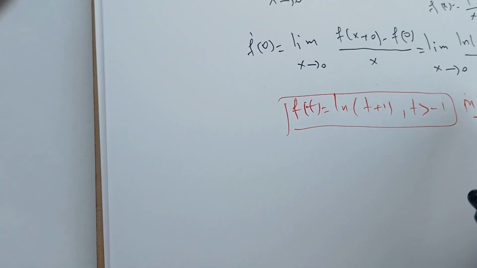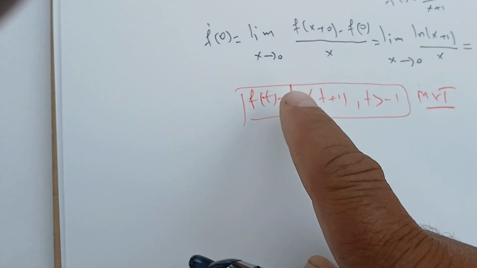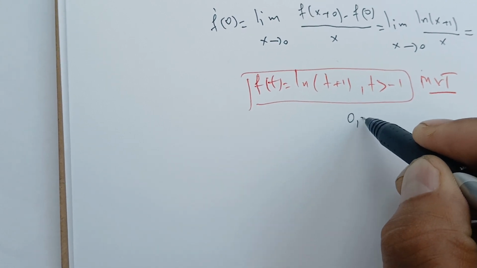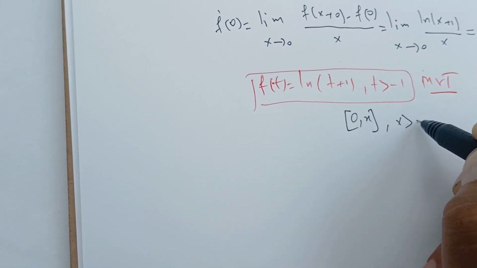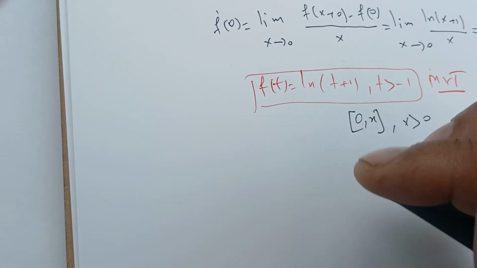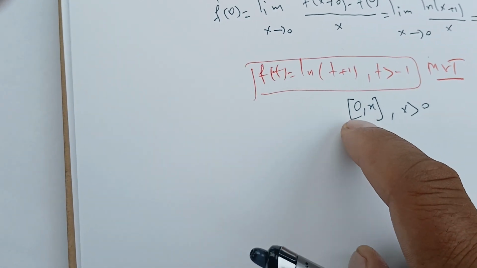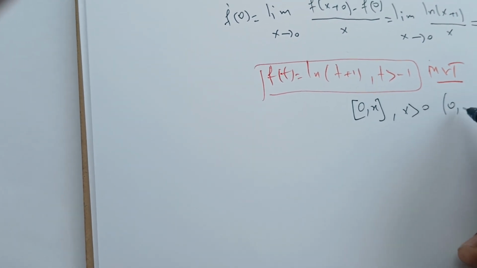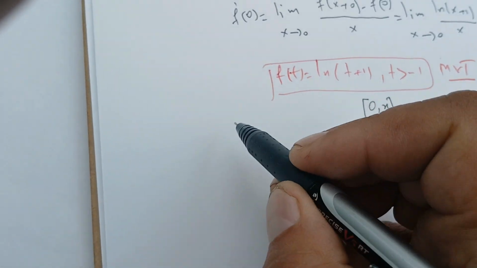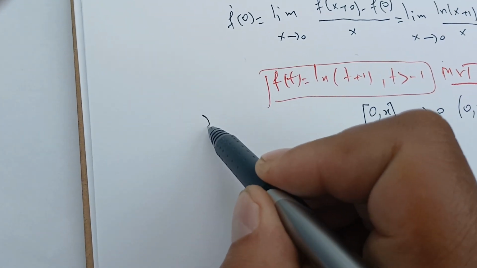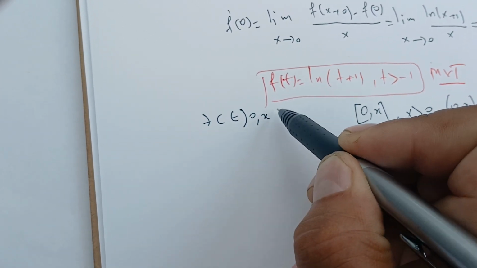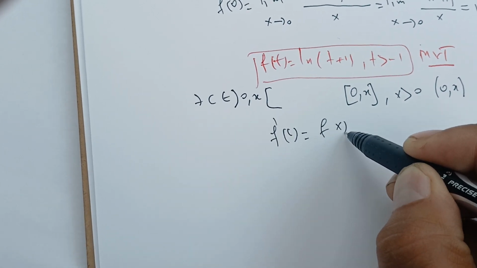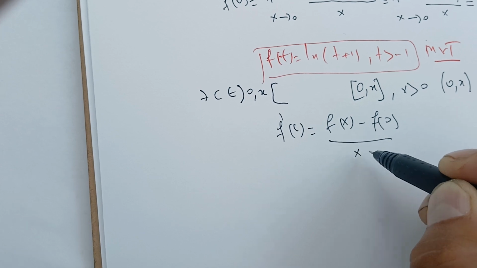So let's check the conditions for the mean value theorem. Let's choose the interval (0, x) as our interval, with x a positive real number. In this case, our function f is defined on this interval, it's continuous, and it's also differentiable on this interval. Therefore, there exists a constant c in this interval such that f prime of c is f of x minus f of 0 over x minus 0, which is x.